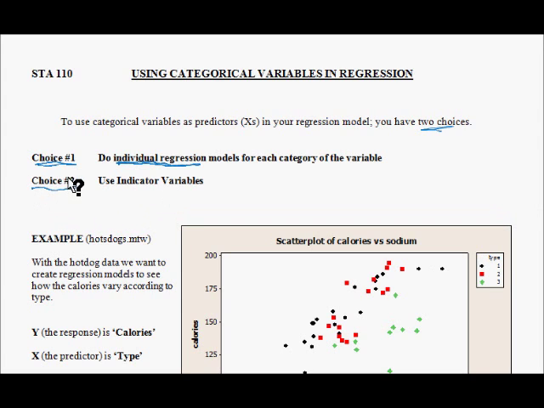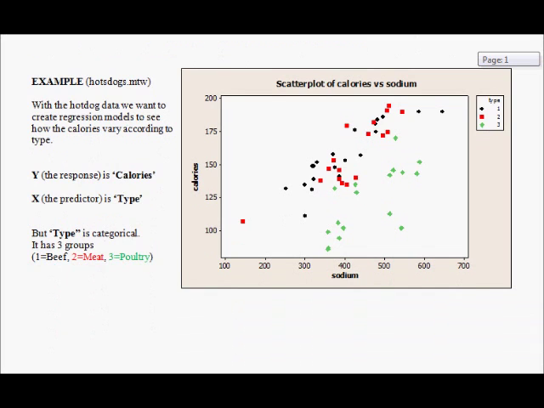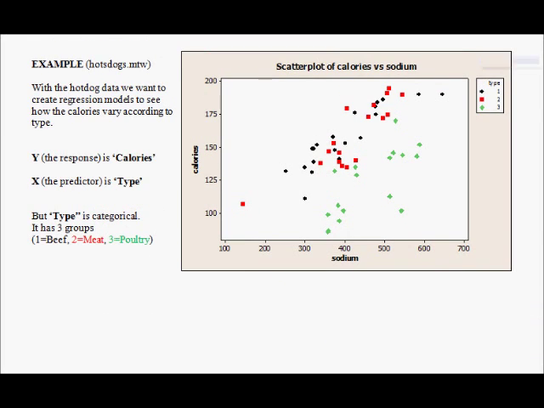The better way, the second choice, the better way of doing it is to use indicator variables. Indicator variables like Boolean variables, just sort of zeros and ones. That's what indicator variables are. It's either 0 or 1. So what we're going to do is we're going to use some data from Minitab. So let's get it up here. So we're going to use the hot dogs data set.